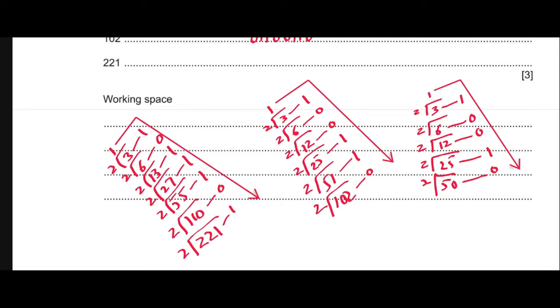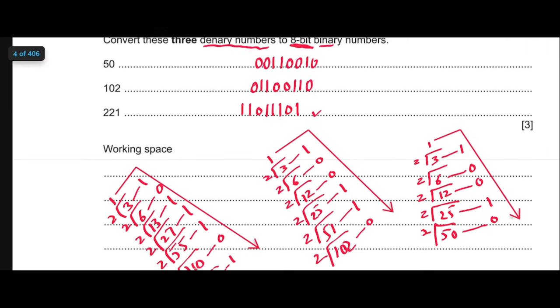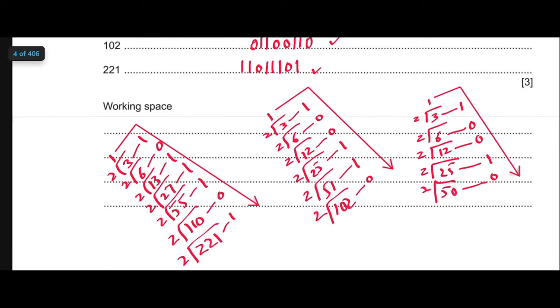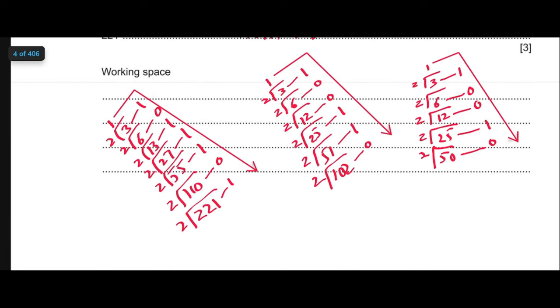So let's write. It is 1, 1, 0, 1, 1, 1, 0, 1. Let's count the bits: 1, 2, 3, 4, 5, 6, 7, 8. So this is the correct answer. Here are the correct answers: first this one, second, and third. Okay, let's move to the next question.